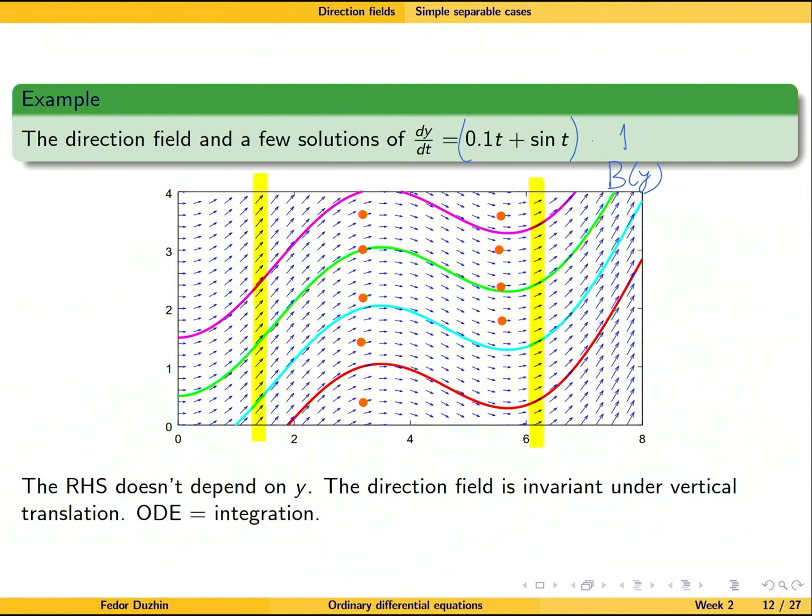Or you can imagine that you have two copies of this vector field. One is plotted on a paper and another one is plotted on a transparency. And then if you move the transparency up or down, then the arrows are going to coincide with arrows that are on paper. So this direction field is invariant under vertical translation. And if you see that the direction field is invariant under vertical translation, then you know that it comes from a differential equation where the right-hand side does not depend on y and is only a function of t.